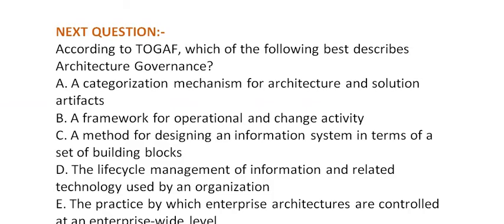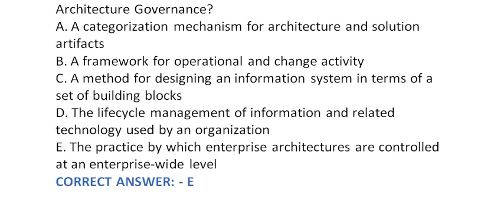Option C, a method for designing an information system in terms of a set of building blocks. Option D, the lifecycle management of information and related technology used by an organization. And option E, the practice by which enterprise architectures are controlled at an enterprise-wide level. And the correct answer is option E.